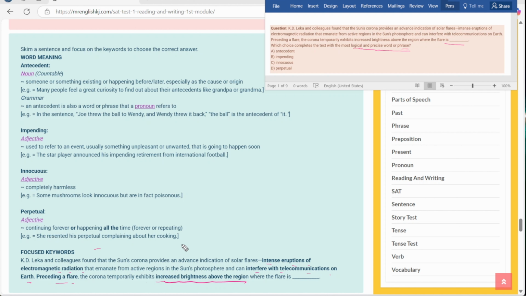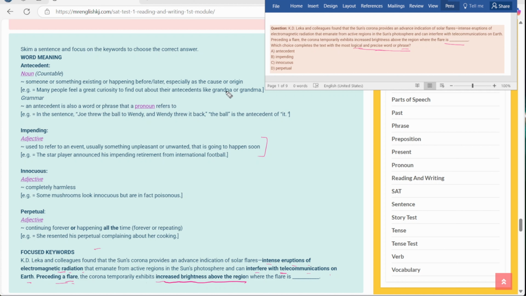Let's take a look at the other options. Innocuous, completely harmless. It is not the right one because it is saying electromagnetic radiation interferes with telecommunication on Earth and precedes a flare. Everything is not harmless. They are harmful. Impending is used to refer to an event, usually something unpleasant or unwanted, that is going to happen. Most likely this one is correct, but let's take a look here. Antecedent means someone or something existing or happening before, especially as the cause or origin.